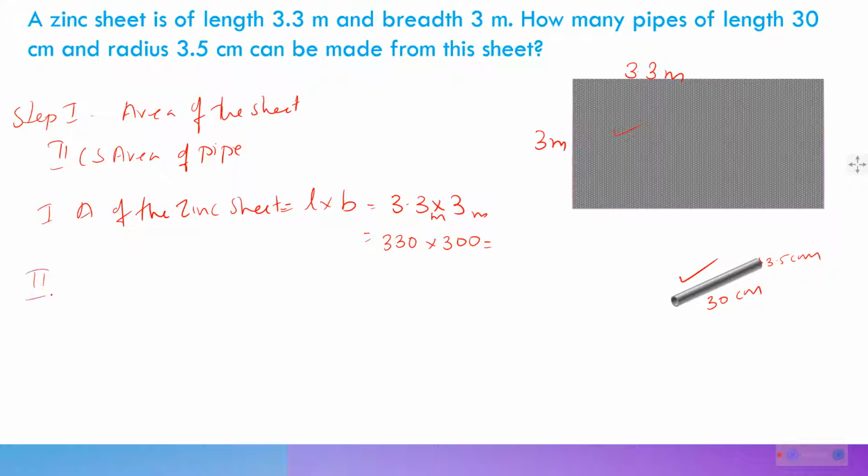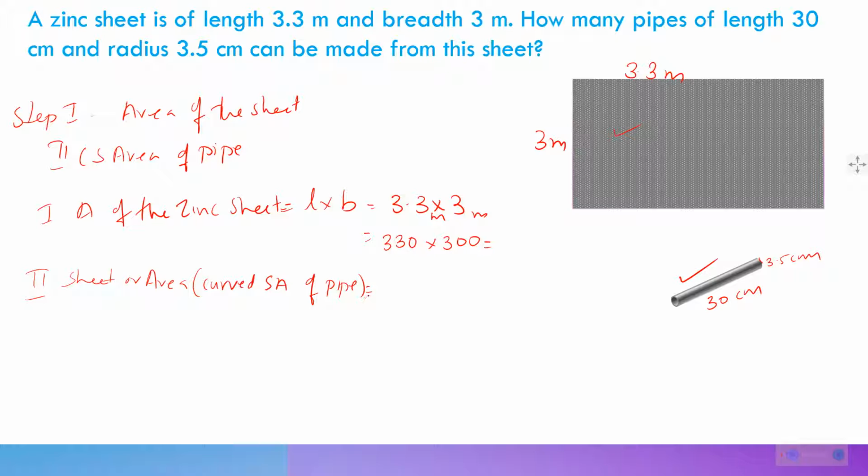And in second phase we will be calculating the sheet required for a pipe, sheet or area. Which area? Curved surface area. Curved surface area of pipe we will calculate.